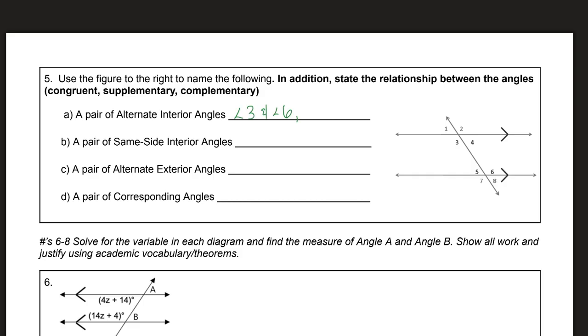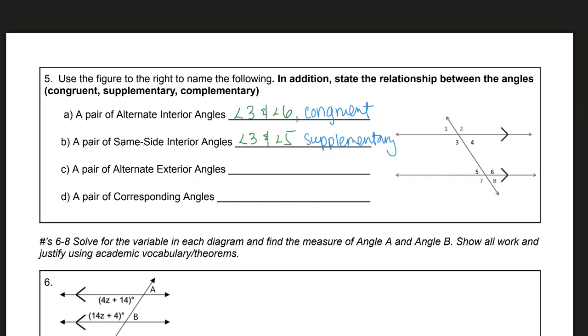Remember that alternate interior angles are congruent, meaning they're equal. All right, looking at the next one, same side interior. So same side means on the same side of the transversal and on the inside. So 3 and 5 is one pair, 4 and 6 is the other. So I'm going to say angle 3 and angle 5. Remember that same side interior angles is the one angle pair where they are supplementary, meaning they add up to 180 degrees.